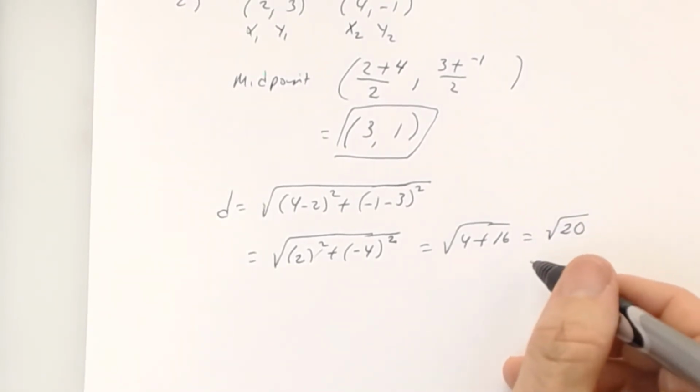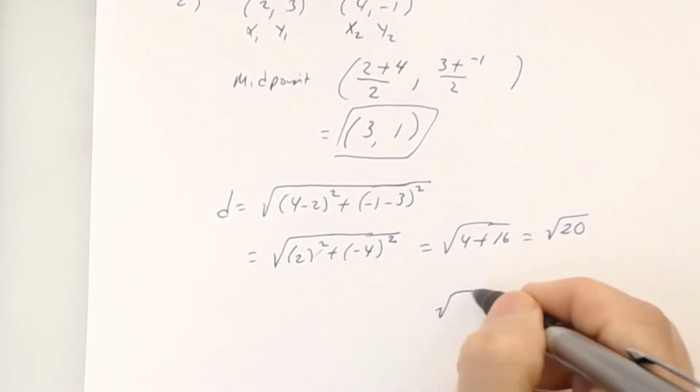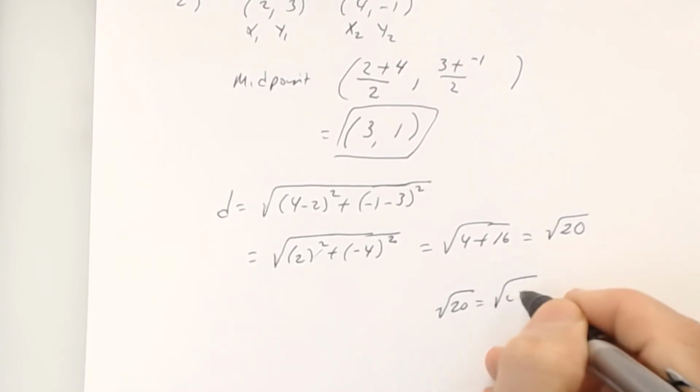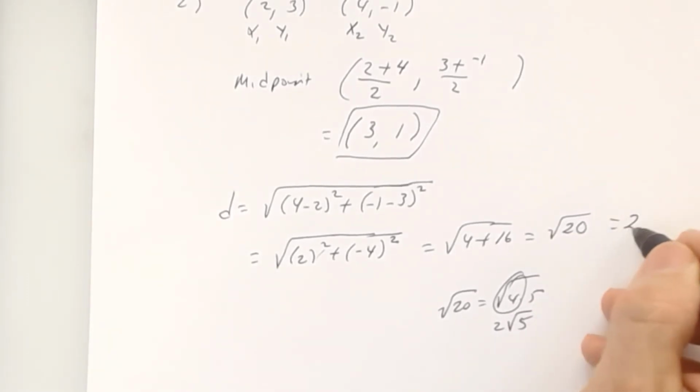All right, let's simplify the square root of 20. What perfect square goes into 20? 4. So the square root of 20 is square root of 4 times 5. What's the square root of 4? 2. So I get 2 square root of 5. So that's your distance.